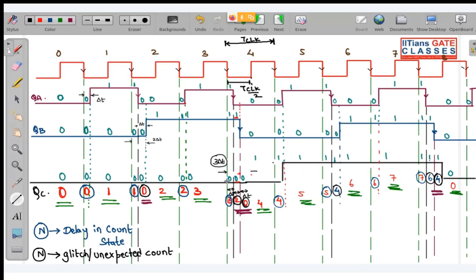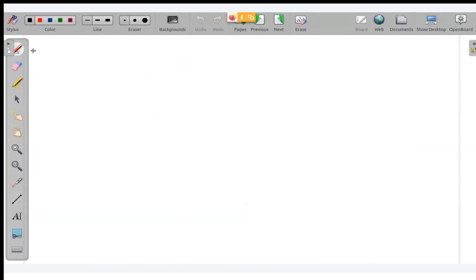So what will happen? Look here: your first transition should have happened here. But as 3 del t is greater than TCLK, and this much distance is your 3 del t, you can see the fourth clock pulse count has been missed. So that is why, for proper counting, when there is no mention of strobe input, it should be what?